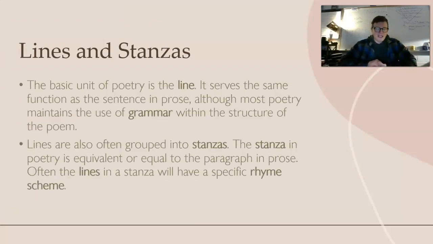So, lines and stanzas. The basic unit of poetry is the line. It serves the same function as the sentence in prose, although most poetry maintains the use of grammar within the structure of the poem. Lines are also often grouped into stanzas. A stanza is equivalent to a paragraph in prose. Often the lines in a stanza will have a specific rhyme scheme, or they don't. Sometimes a stanza is created for the topic of what's being discussed. Sometimes it's created for the rhythm, for the rhyme scheme itself.